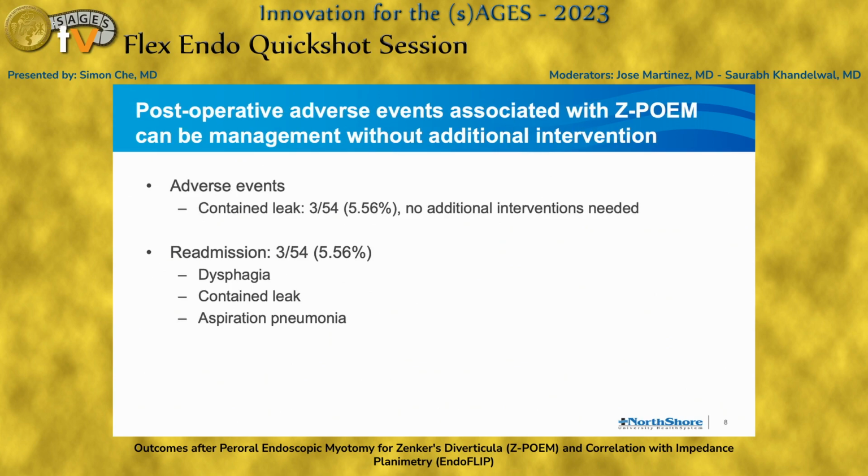There were 3 perioperative adverse events, all of which were contained leaks. These were all done early in our experience, and no additional intervention was required for resolution of these issues. There were 3 readmissions, 1 for dysphagia, 1 for a contained leak, and 1 for aspiration pneumonia.